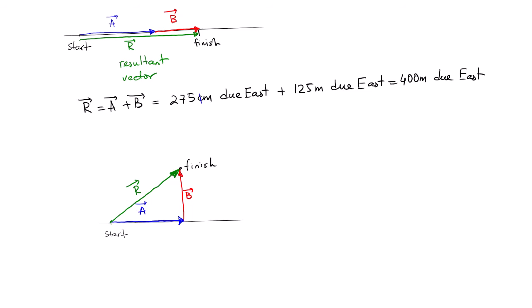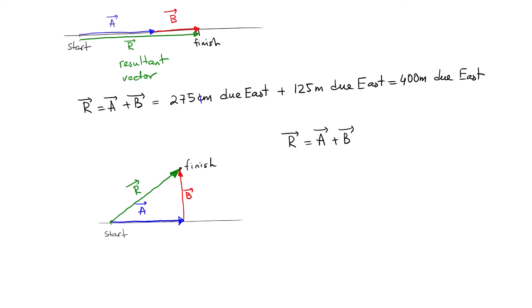So if we want to write this mathematically and find the direction and the magnitude of the resultant vector, here's what we do. We're going to write resultant vector R equals vector A plus vector B. But first, we need to find the magnitude. If you simply add 275 to 125, this will not be correct. It will not carry the direction of the vectors in it.